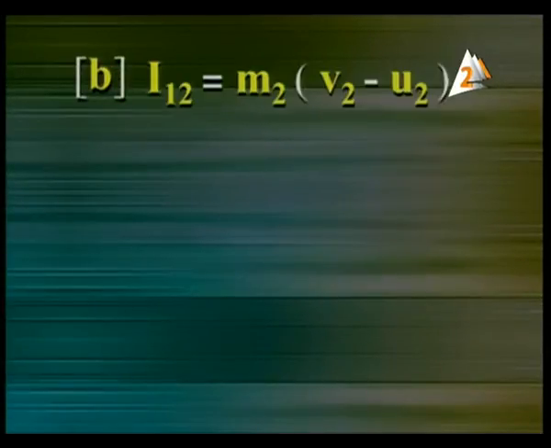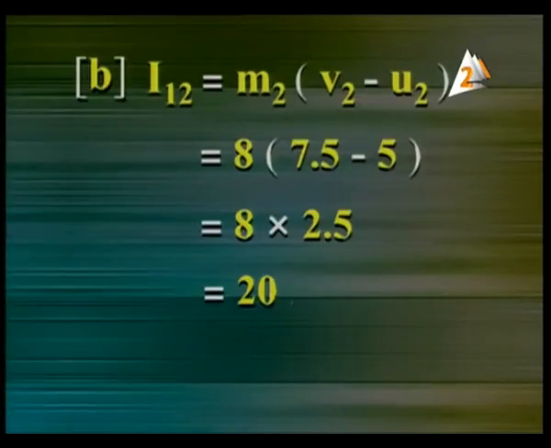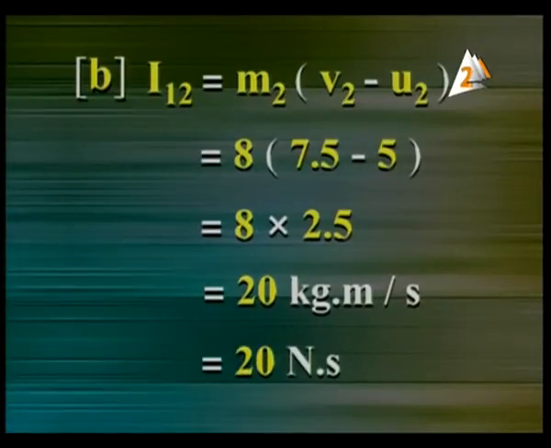Now number B is the impulse of A on B, or the first ball on the second ball, equals m2 times (v2 minus u2), where m2 equals 8, v2 equals 7.5, minus u2 is 5, so the result will be 8 times 2.5, which is 20 kilogram meter per second, equals 20 Newton seconds.